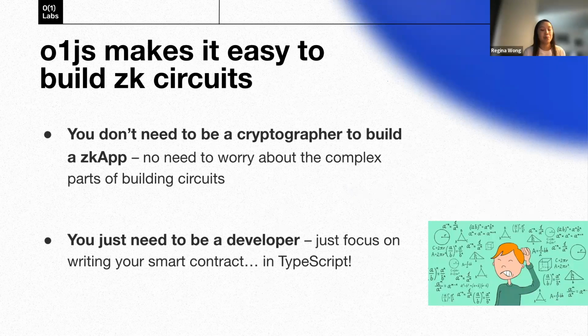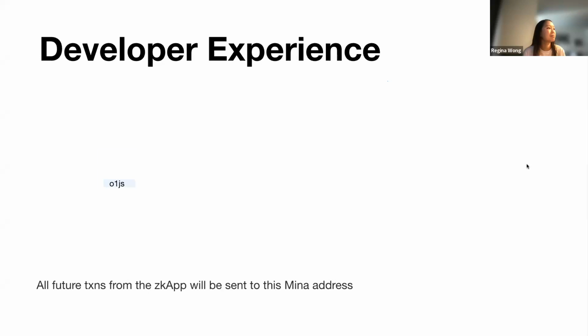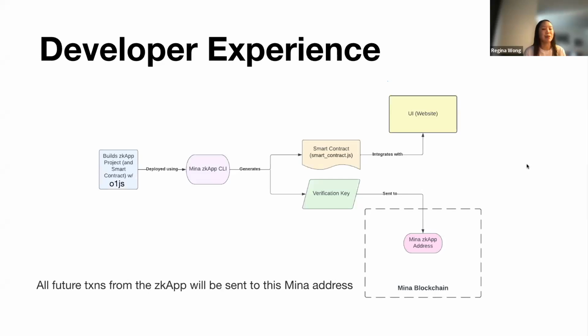Also, O1JS makes it super easy to build ZK circuits. You don't need to have an advanced degree in cryptography. You could, but it's not one of the requirements. You can just focus on writing the logic of your smart contract in TypeScript. So I also wanted to point out what the developer experience might look like for writing a ZK app.